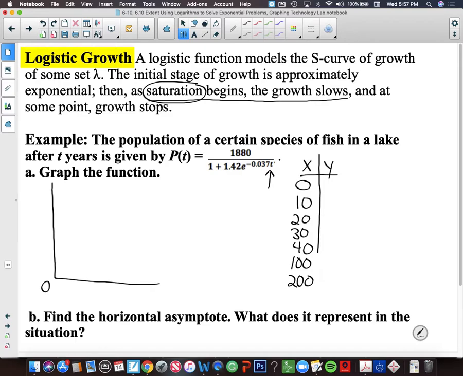I want you to understand that these things have asymptotes, because they are exponential functions. Exponential functions have horizontal asymptotes. So when I graph this one, it's going to shoot up and then level off. The point where it levels off is the numerator of that equation. So it's going to level off at about 1880. That population model tells me that 1880 is the max amount of fish that I can have in the lake, because that's my asymptote.